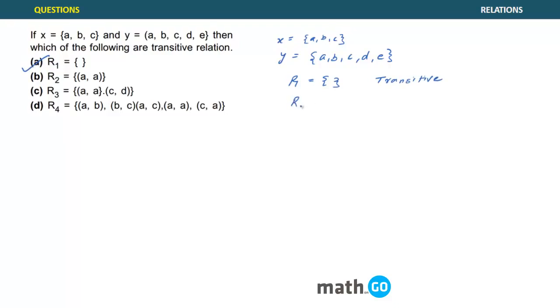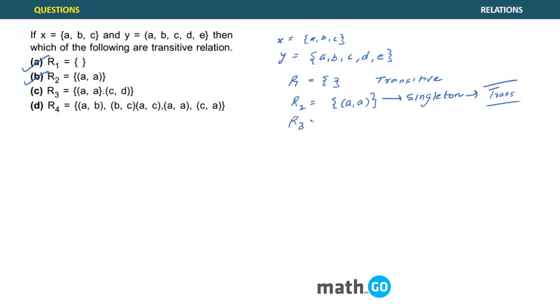Let's talk about the R2 one. R2 says it has A comma A. So isn't it a singleton? Right? Singleton, because it has only one element. And we just did a property that singletons are always transitive, right? So again, R2 is no problem.